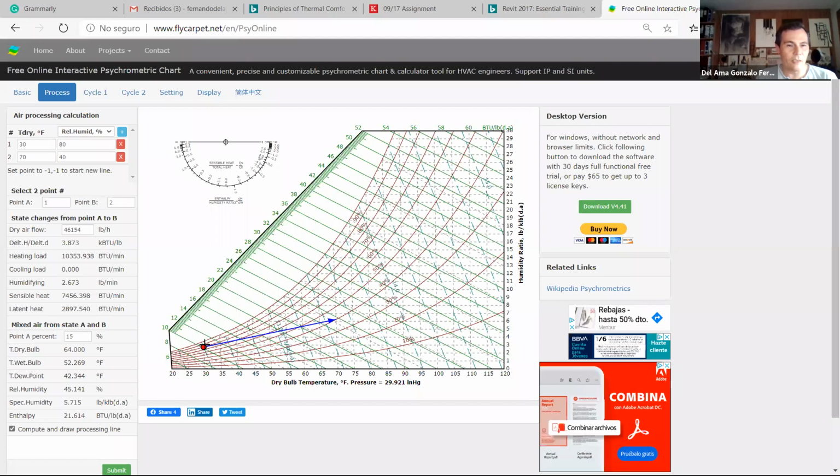Okay, so if we can do this with the basic option, we first have to type these conditions, write down this enthalpy, and then we just calculate the heating load. With this option, I have this point, I have this point, so the heating load is here. It's 10,353.